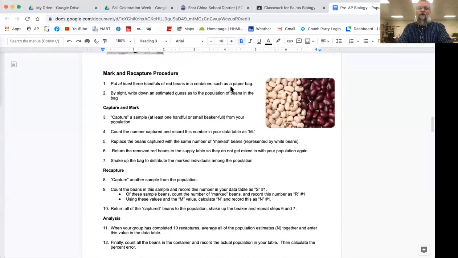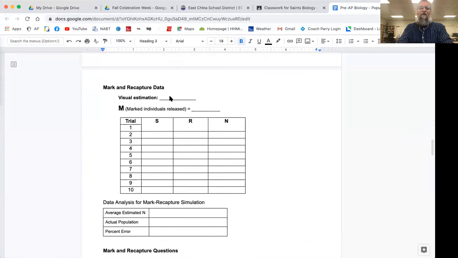So here's your data page. First of all, you need to eyeball what you think the population looks like. You can't really see the beans we have. We made a random guess of about 275. You can record these numbers too. My very first sample that I took and replaced with white beans, I checked the board quickly, was 55. So we had 55 individuals we took out of the population the first time and replaced with white beans.